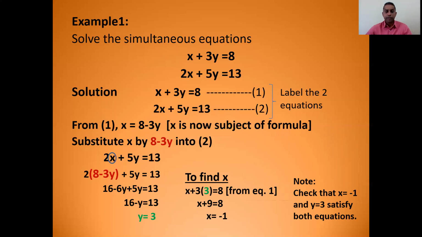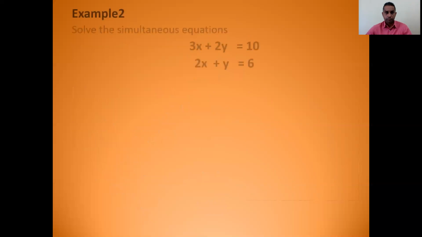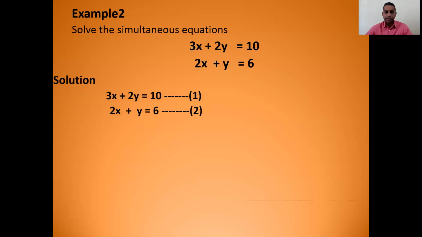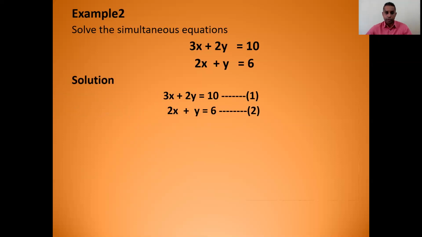Let us proceed with a second example. Solve the simultaneous equations 3x plus 2y is equal to 10 and 2x plus y is equal to 6. Now again, the first step would be to label the equations.